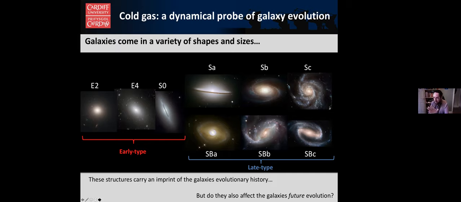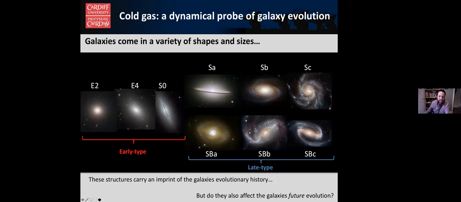There's still lots of open questions about how you change these objects from one to the other. But what I'm going to concentrate on in this talk is about how the structures that galaxies have at the present day, how those can actually affect the future evolution of these systems. And I'm going to use a tool to do that.